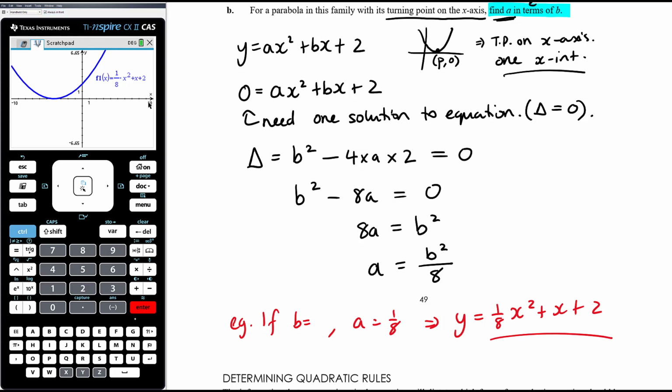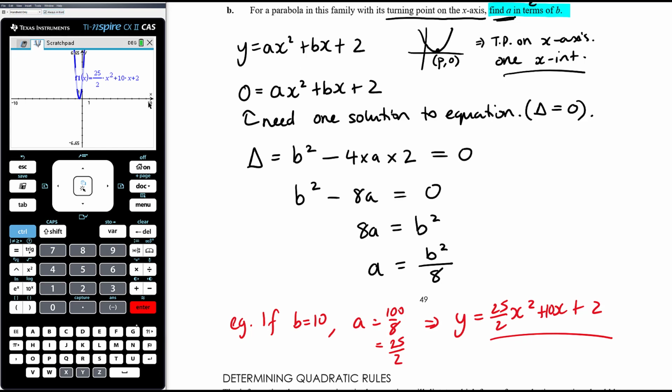We could pick any other number. You know, if b equals 10, a is going to be 10 squared on 8, so 100 on 8. Which is 25 dividing by 4, 25 on 2, or 12.5. If we made that 25 on 2, and that 10x, let's edit it. Again, a parabola with its turning point on the x-axis.